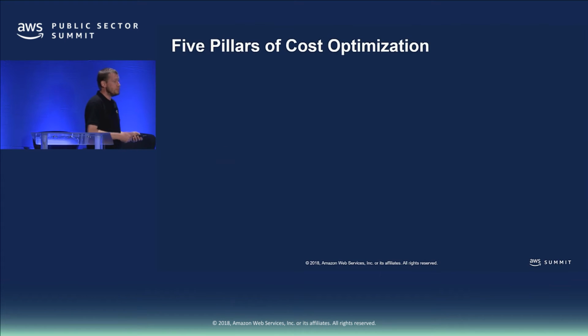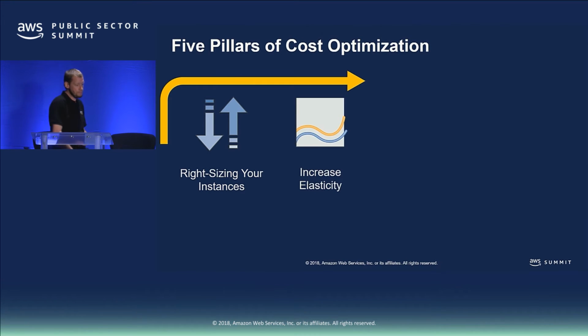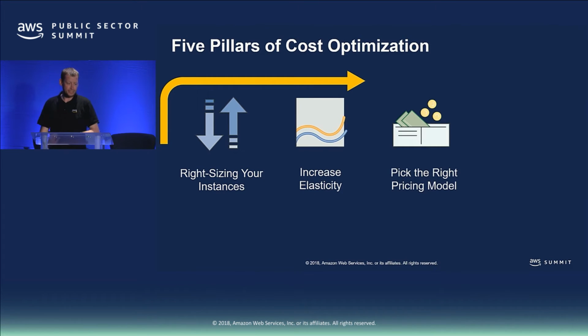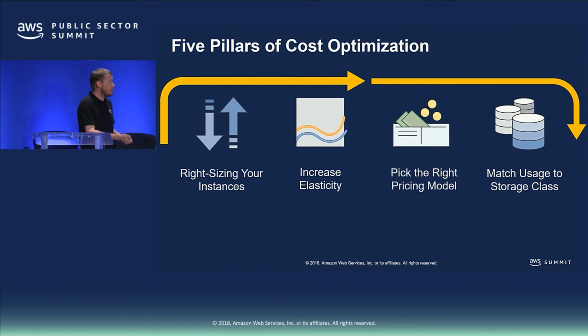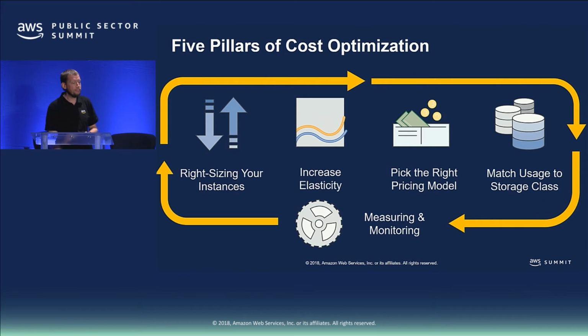From our point of view, we've got some pillars of cost optimization that we like to remind people of. Firstly, look at right-sizing your instances. Think about what you're using. Make sure you get those right. Then you look at increasing elasticity. Once you've got those, we can think about how we can be flexible on that elasticity. Make sure you pick the right pricing model. The first and the third are very much linked, so don't make a reservation before you look at whether you've right-sized your instances or not, because you don't want to reserve an instance that's too big and you don't need. Match your usage to your storage class. And also always measure and monitor, and then that can feed back into your cost optimization.